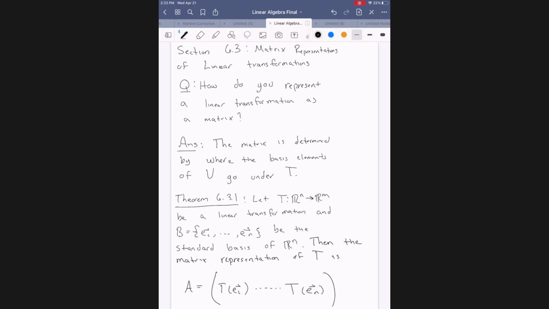Okay. So this is what the matrix is basically going to be. You take T, apply it on the basis element, and then boom, there's the matrix. Yeah. So let's look at an example then.